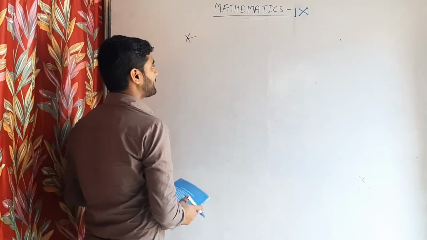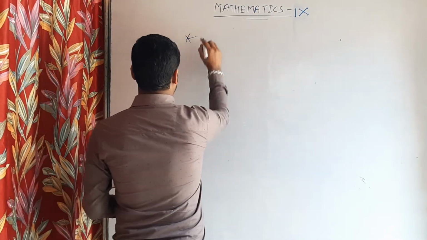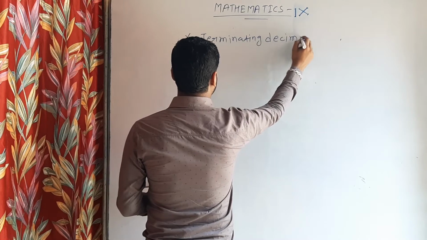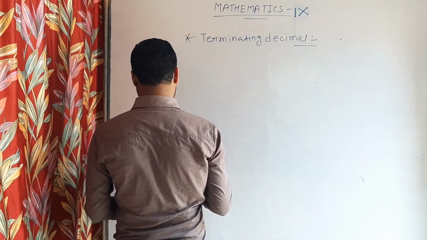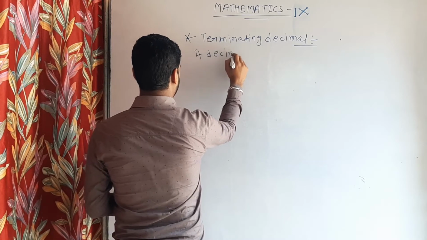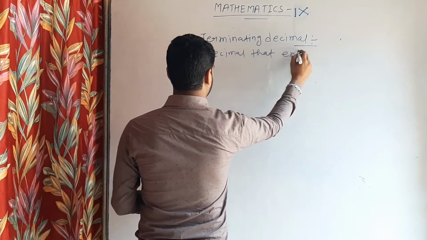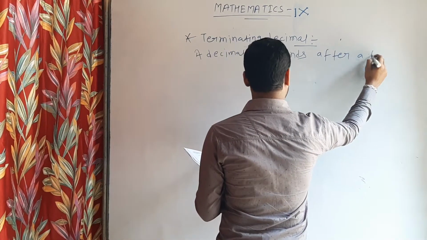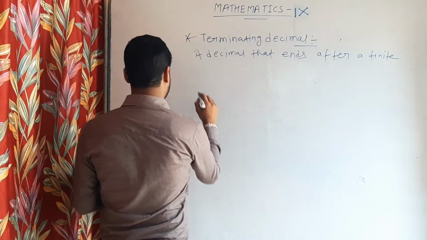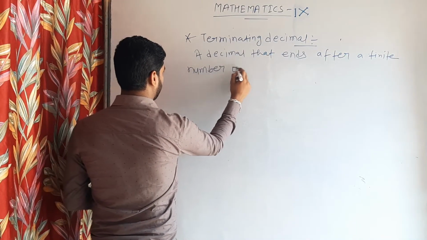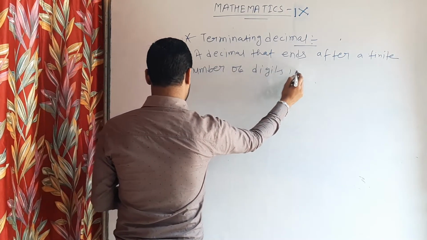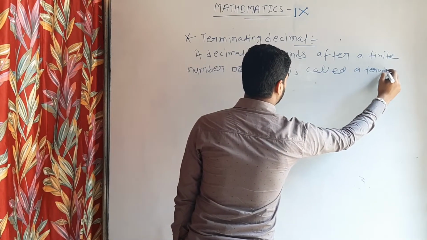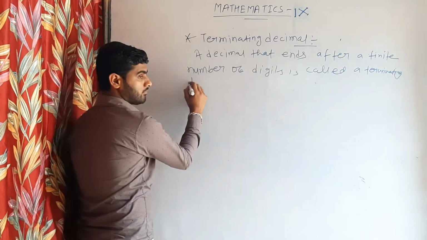Firstly, we see some definitions. A terminating decimal, or a decimal that ends after a finite number of digits, is called a terminating decimal.